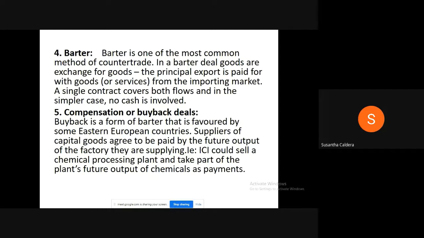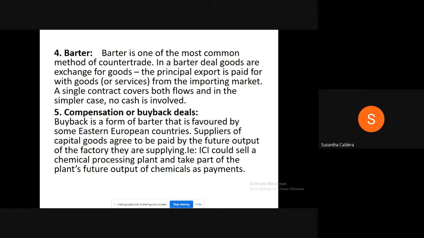Outstanding balances, barter, service against service. Right? So that was another one. Compensation or buyback deals. Buyback is a form of barter that is favored by some Eastern European countries. Suppliers of capital goods agreed to be paid by the future output of the factory they are supplying.